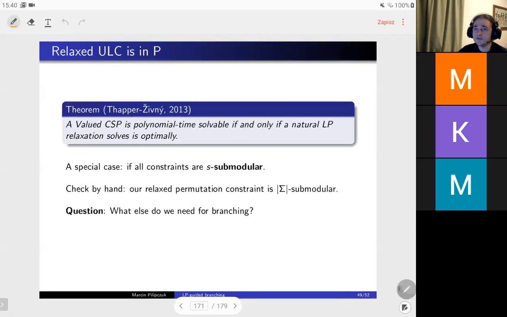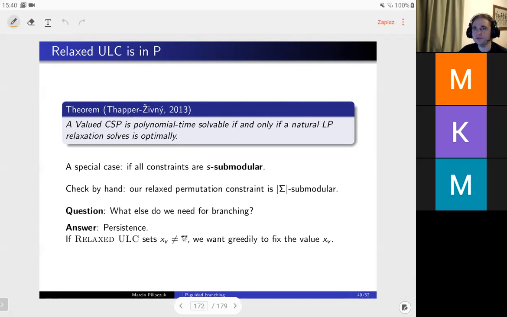The point is that for branching algorithms, we also needed persistence. We need this property: if we get a relaxed ULC instance, and the relaxed solution gave a color, not a joker, to some vertex, we can actually fix this value and not worry about it any longer.